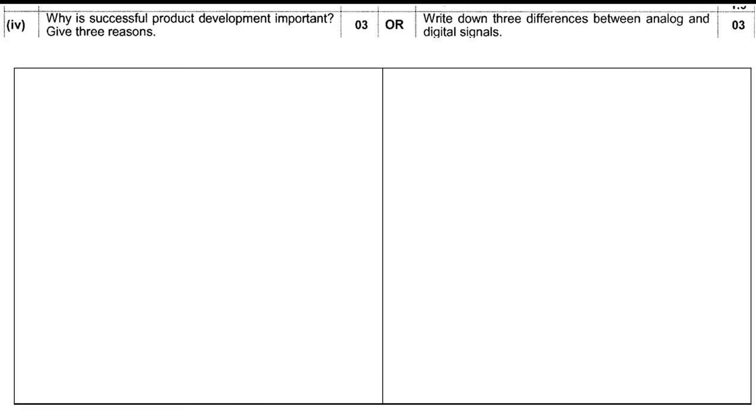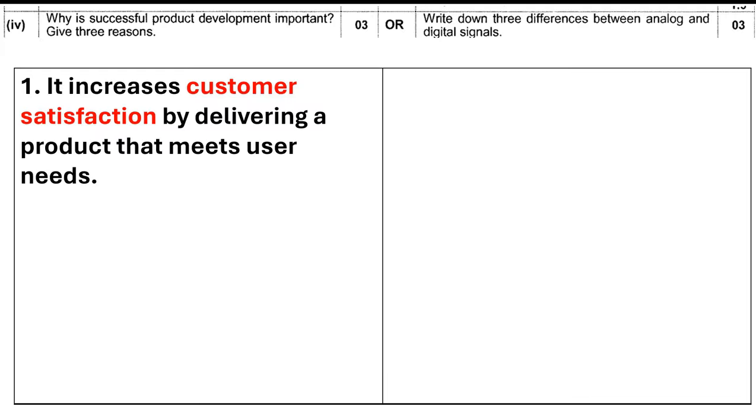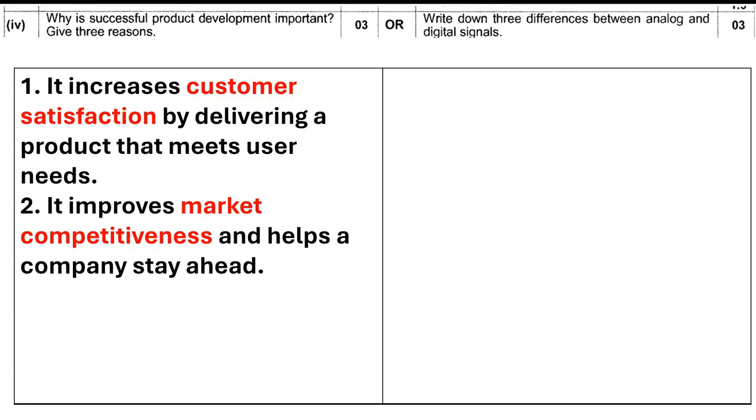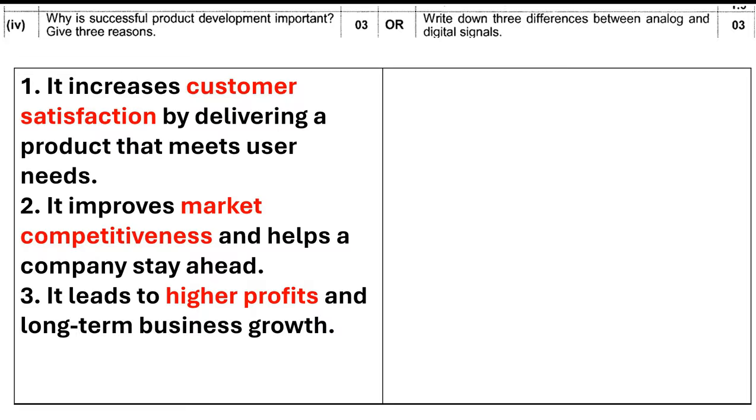Why is successful product development important? Give three reasons. Number one, it increases customer satisfaction. The important points I have highlighted in red color. By delivering a product that meets user needs. Number two, it improves market competitiveness and helps a company stay ahead. Number three, it leads to higher profits and long-term business growth.